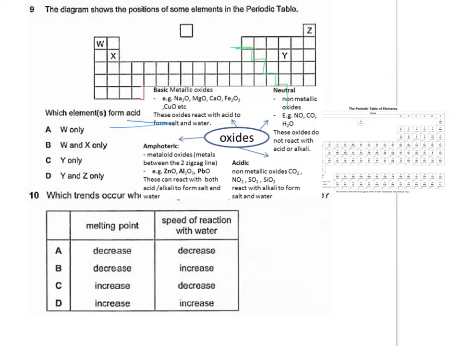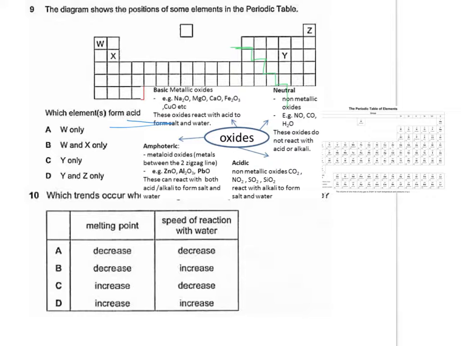Non-metal oxide forms acidic oxide. Examples: carbon dioxide, sulfur dioxide, silicon dioxide, nitrogen dioxide. These are all non-metals. Metallic oxides are usually basic. Amphoteric oxides are those of zinc, aluminum, lead, and neutral oxides are nitrogen monoxide, carbon monoxide, water. Okay, these are the common ones.